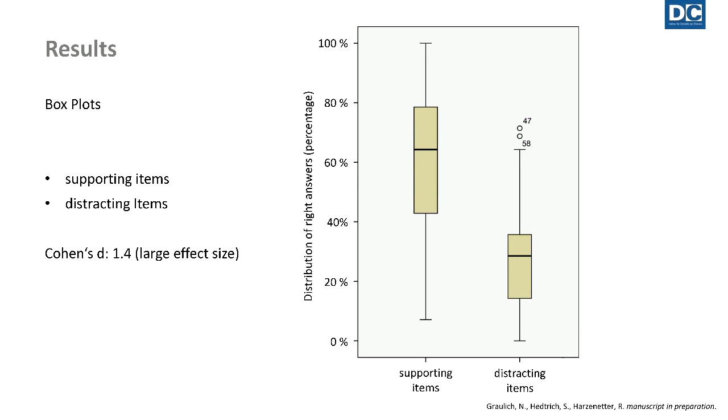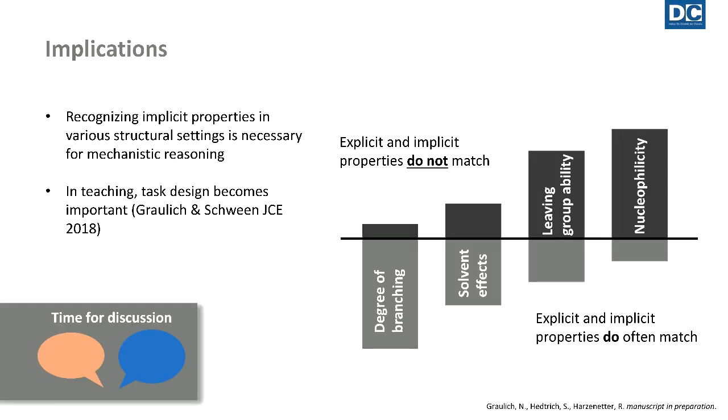So this was on the one hand not quite surprising, but the effect size and the difference between the two items was the one thing that surprised me the most, because when we think about mechanistic reasoning and we want the students to be able to use the components, here the entities and their properties, it's crucial that they are able to recognize implicit properties in various structural settings, not only when implicit properties are supported by an explicit property. So this is something that adds to the research on mechanistic reasoning.